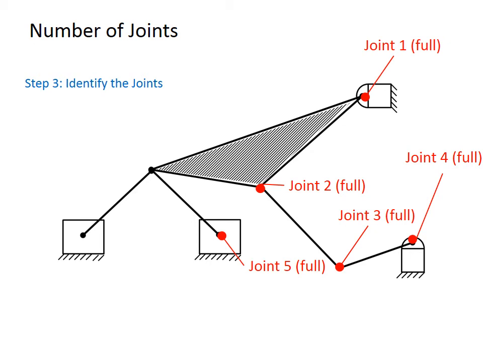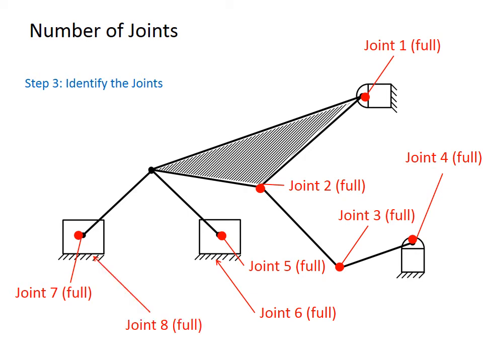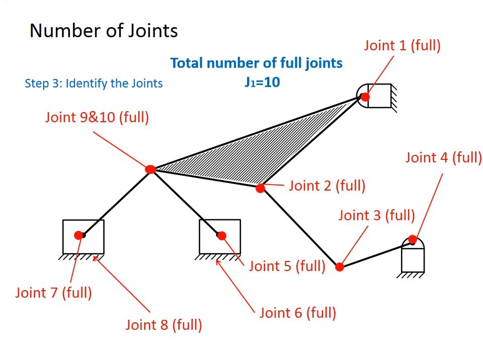Joint 5 is a pin joint. Joint 6 is a slider, and it is going to be counted as a full joint. Joint 7, joint 8 is the other slider joint. This joint connects 3 different links together. So as we mentioned before, we are going to count this as 2 joints, and both of them are full joints, so joint number 9 and joint number 10. So the total number of joints is 10.